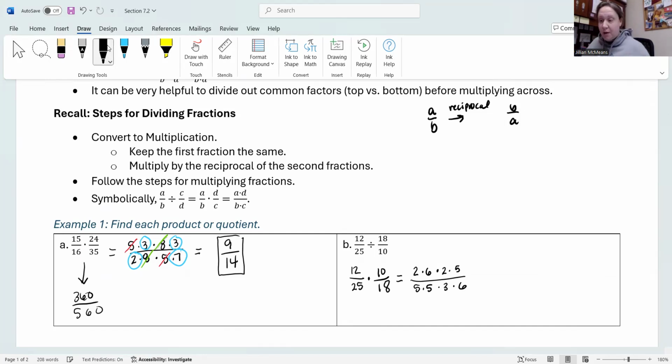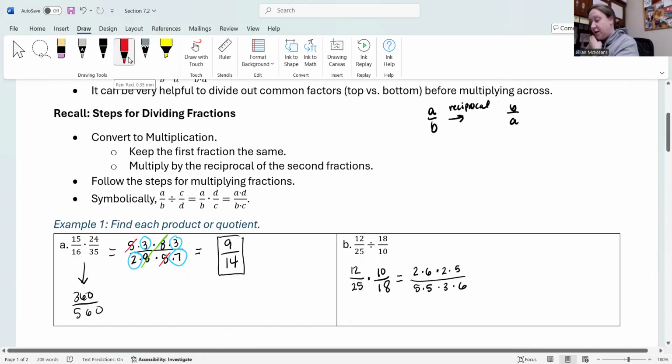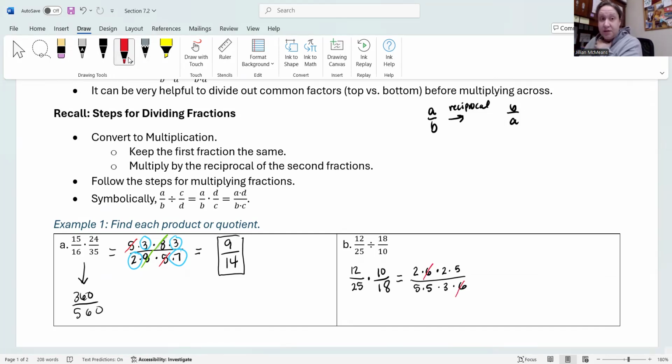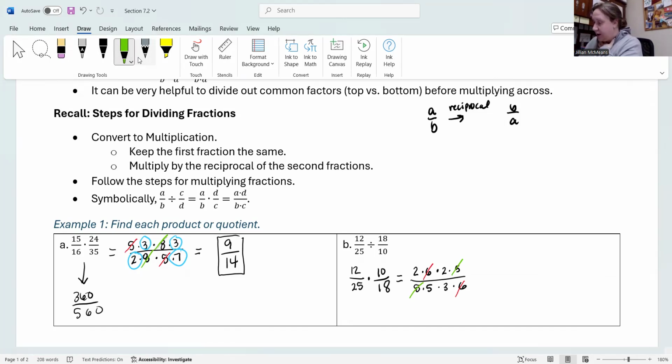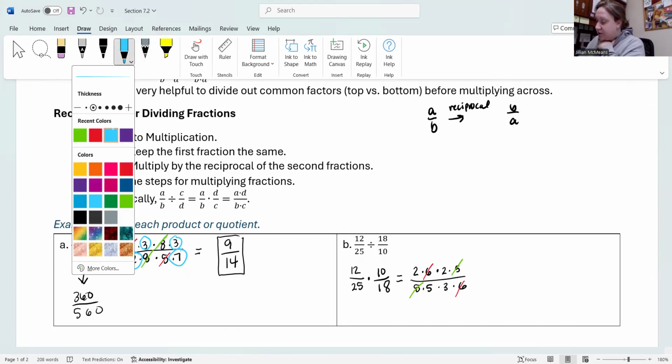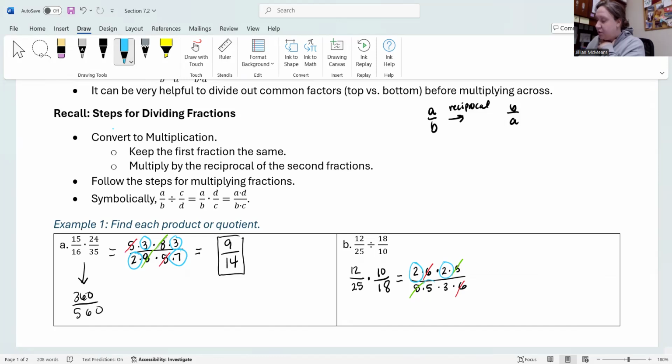Let's see if we have any common factors top to bottom that we could cancel out. In the numerator, I see right off the bat a 6, and there's also a 6 in the denominator. 6 divided by 6 is just 1. We also have a 5 in the numerator and a 5 in the denominator. 5 divided by 5 is just 1. Now in the numerator, I have 2s, and in the denominator, I have a 5 and a 3. I don't think anything else will cancel, so I'm left with 2 times 2 in the numerator and 5 times 3 in the denominator, and that's just going to equal 4 over 15. That would be my final answer.